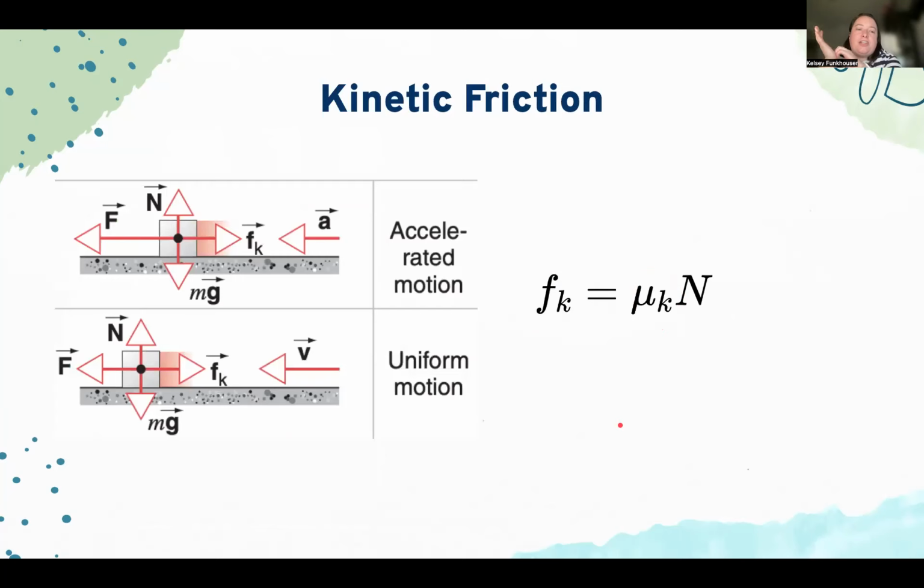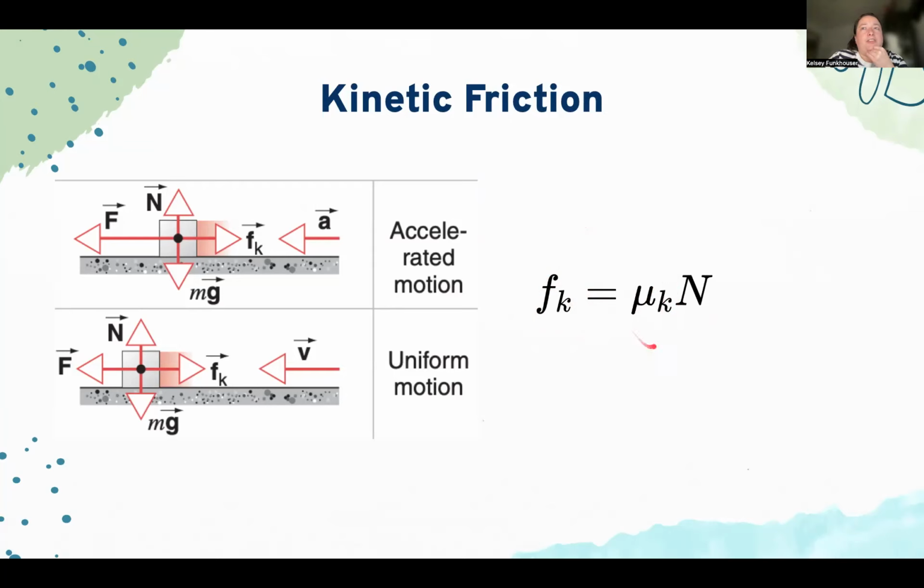Then we have kinetic friction. And kinetic friction is a constant value. It doesn't change based on the force acting on an object. And it acts opposite the direction of motion. It works to counteract that motion. So we have the kinetic friction force equals the coefficient of kinetic friction times the normal force.